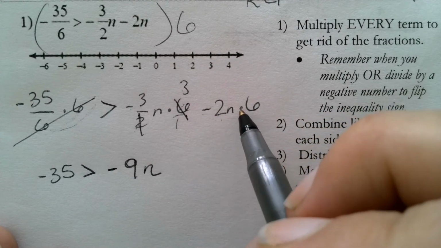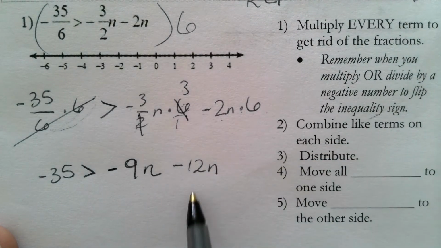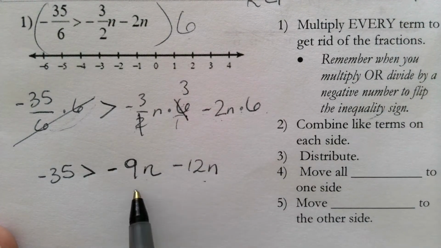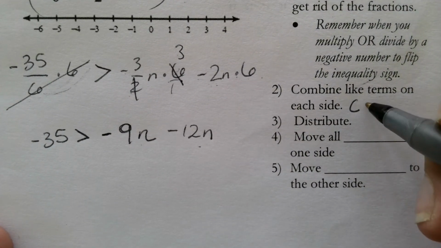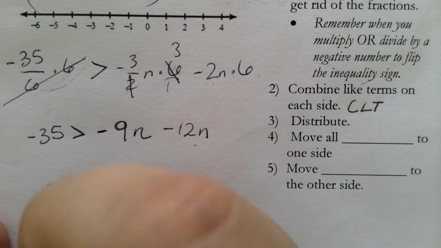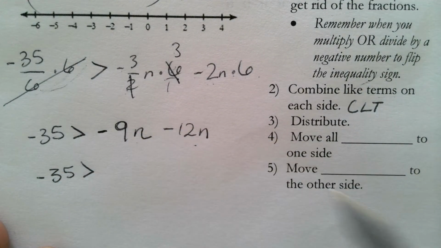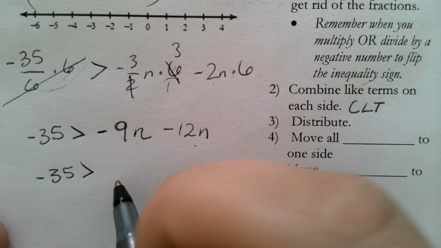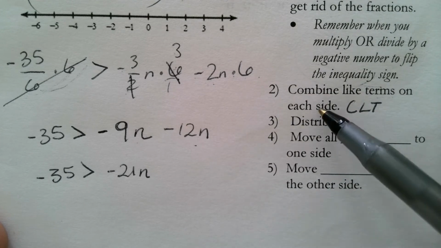Then we're going to go ahead and multiply these two. What's negative 2n times 6? Negative 12n. Do you see how we can put these together now? What's that going to make? So this is the combine like terms step. Just so you know, we usually say CLT, combine like terms. What is negative 9n minus 12n? Negative 21n. So we've combined like terms on each side.